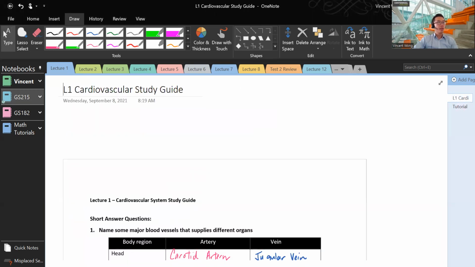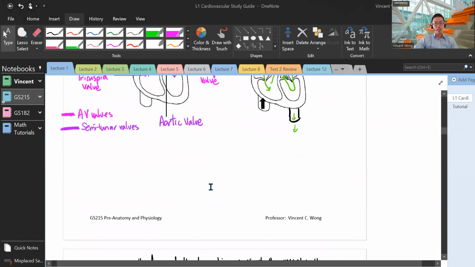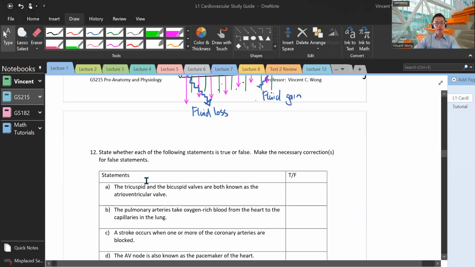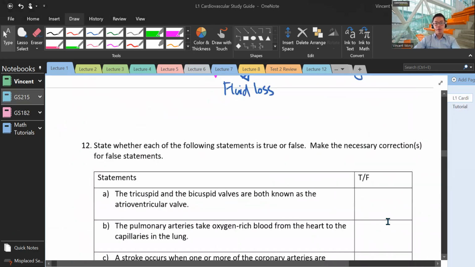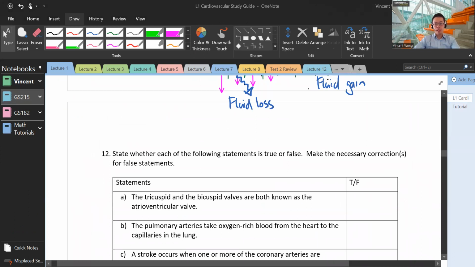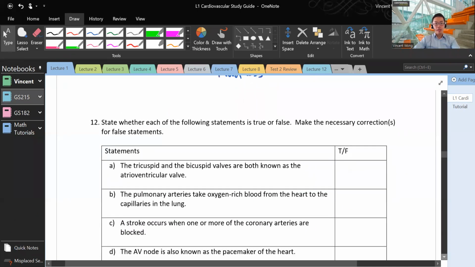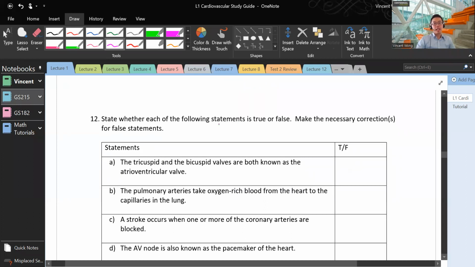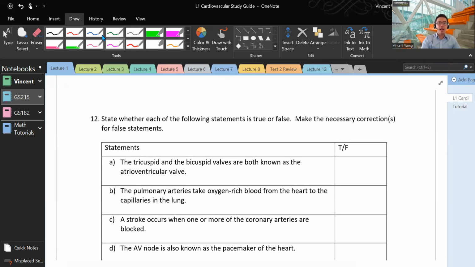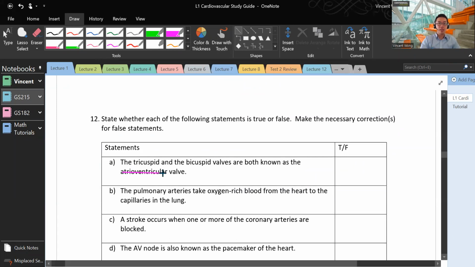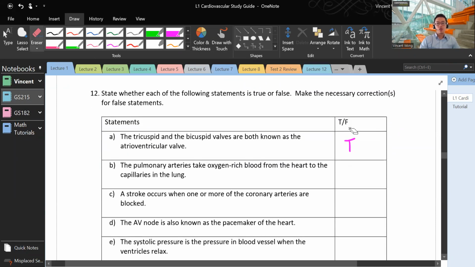Okay, back to our study guide. True or false? Let's take a look at these. First one, the tricuspid and the bicuspid valves are both known as the atrioventricular valve. By now, you should know that it is correct, actually. Okay. That is true.